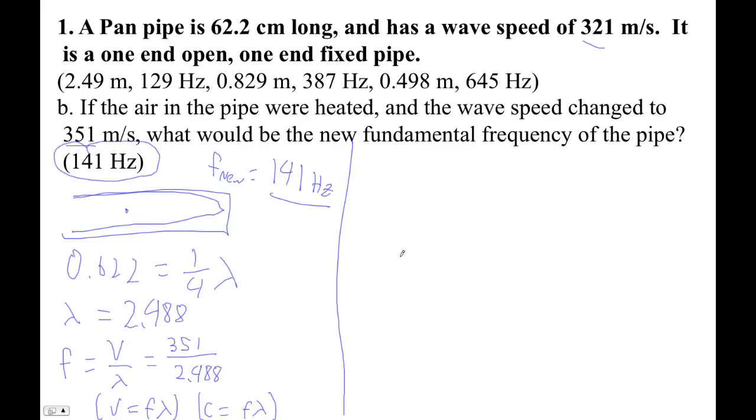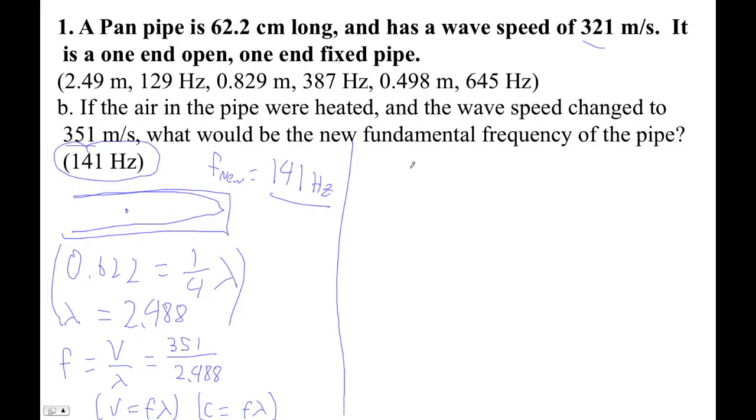Okay. So if you're paying attention, you'll notice that we did this calculation in the first part of the first problem, right? That did not change. All that changed was the numerator of this, right? So if 321 gave us 129, then 351, the new velocity, is going to give us something that's proportionally higher, okay? So the frequency is proportional to the velocity. Increasing the velocity increases the frequency, and that's because the wave can pass us with more frequency because it's going faster, right?